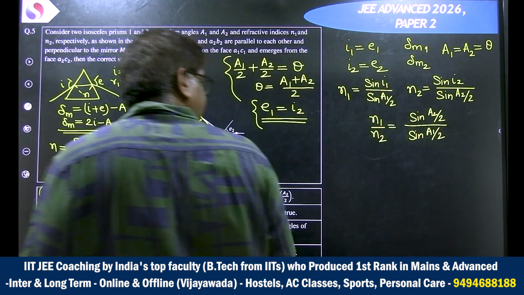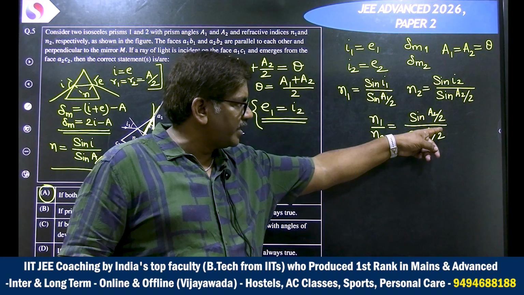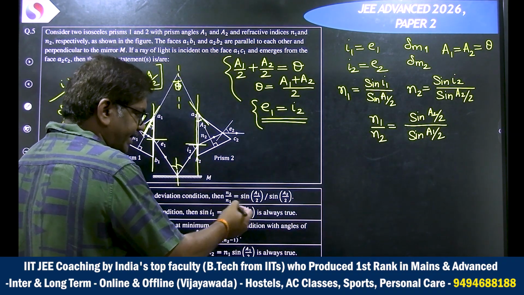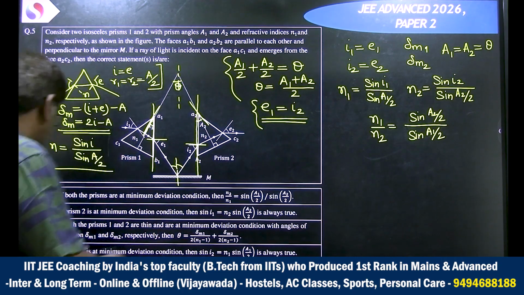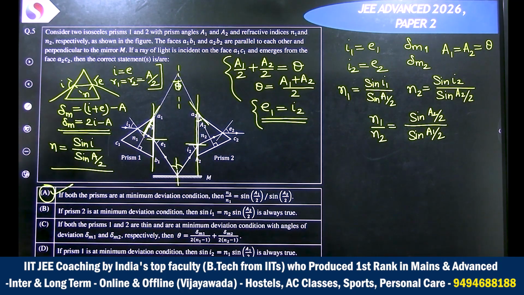So is it the right option? Yes. N1 by N2 is equal to sine of A2 by 2 upon sine of A1 by 2. Here it will be reverse. Reverse means N2 by N1. So yes, it is correct only. So the first option is correct only. The first option is absolutely correct.